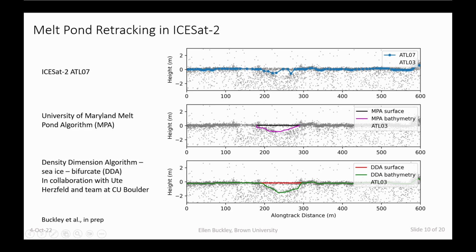But then there's also the density dimension algorithm, and this is part of a family of algorithms developed by Ute Herzfeld and her team that automatically can detect surfaces in these kinds of photon clouds. And this particular algorithm is able to note when there are 2 surfaces and bifurcates. It'll measure the top of the pond and then come back and measure the bottom of the pond. And so in this way, when you difference the 2 surfaces, you're able to derive melt pond depth after correcting for refraction and so on.